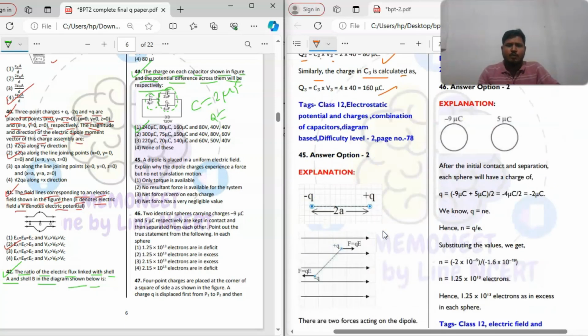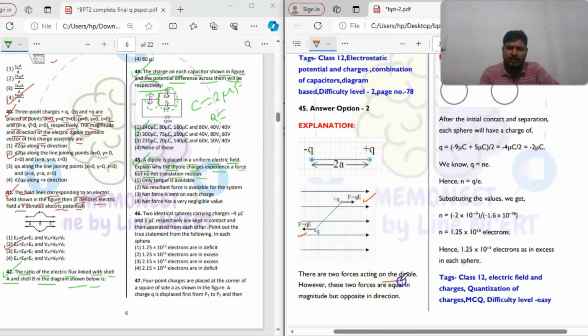Okay, now move to the next question, that is question number 45. A dipole is placed in a uniform electric field. Explain why the dipole charges experience a force but no net translation motion, right? So this is our dipole. When you place it in the electric field, the force on the plus Q is F equals QE, and force on this is minus Q. There are two forces acting on the dipole. They are equal, but in the opposite direction.